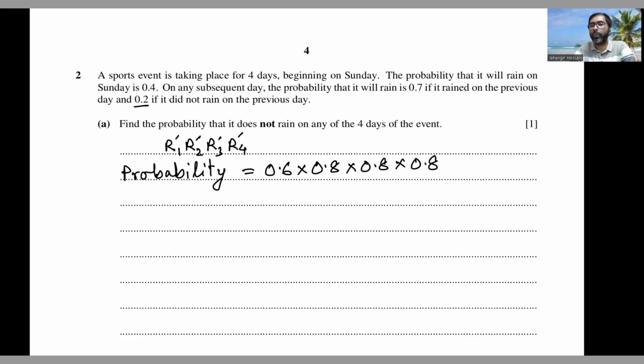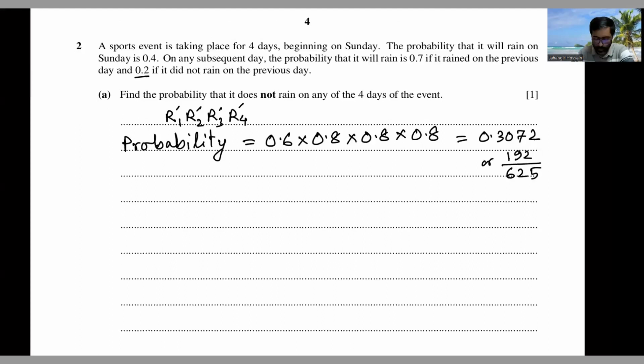So that's the probability, which in exact decimal is 0.3072, if you write down all the digits, or you can keep it as an exact fraction, which will be 192 divided by 625. Okay, that's part A. Now, let's move on to the next part.